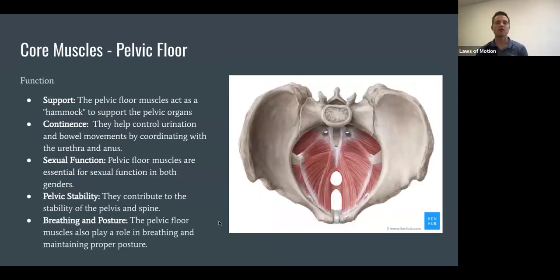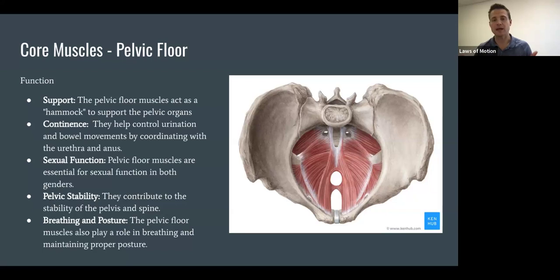Now we're going to get into some other muscles and muscle groups that maybe aren't as talked about as much as some of the previous ones. So our pelvic floor. Heather can actually talk a lot more about the pelvic floor than I can, but the pelvic floor is basically the basement of our core.